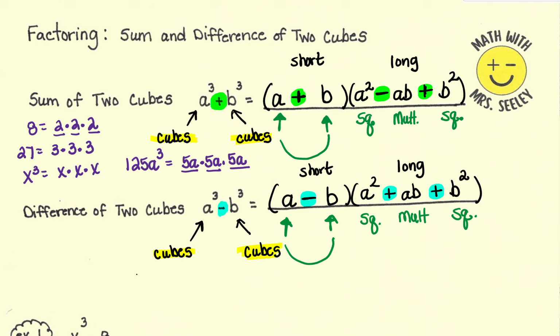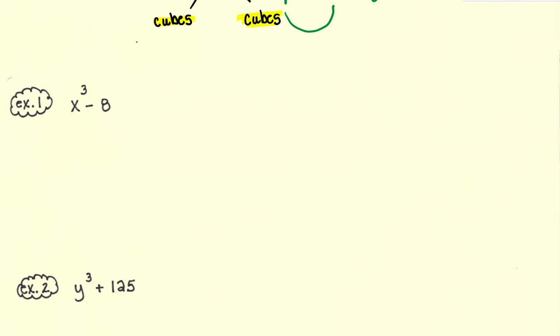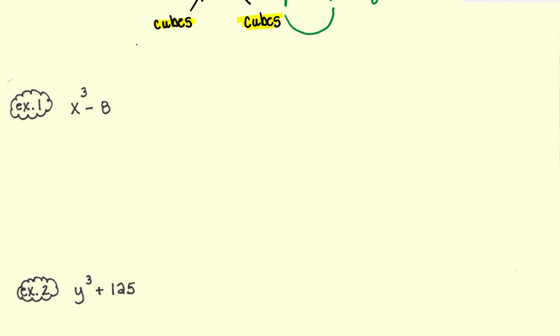Now, let's take a look at some examples and you'll see that it's pretty easy once you get that pattern down. In this first one, we see that it does make cubes. We have x times x times x to get x to the third. And for 8, we have 2 times 2 times 2. So make your short and make your long. Ask yourself, what do I cube to get this first term, which we saw was an x? What do I cube to get the second term, which is a 2? 2 times 2 times 2. Whatever sign is here, that determines the sign in the short parenthesis.